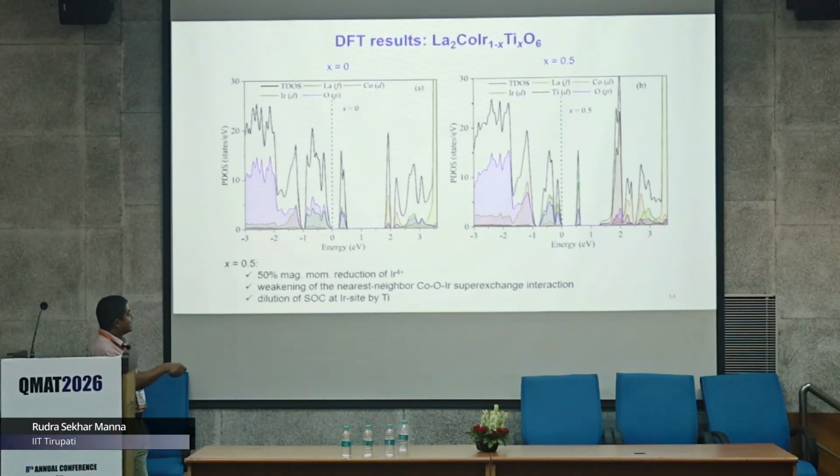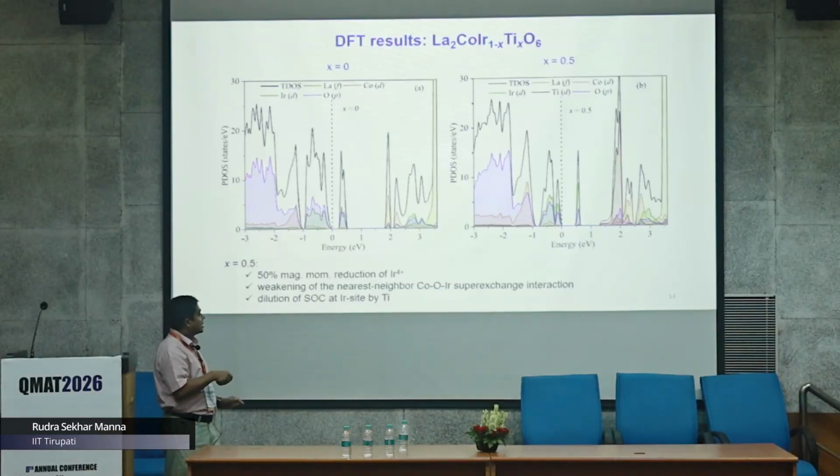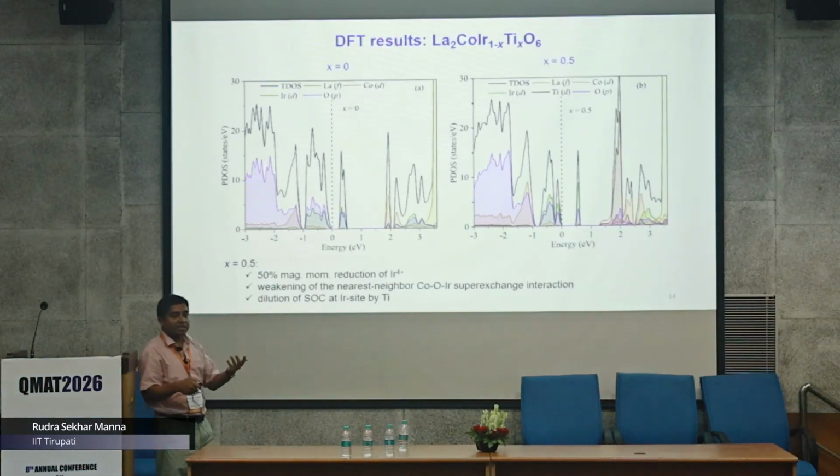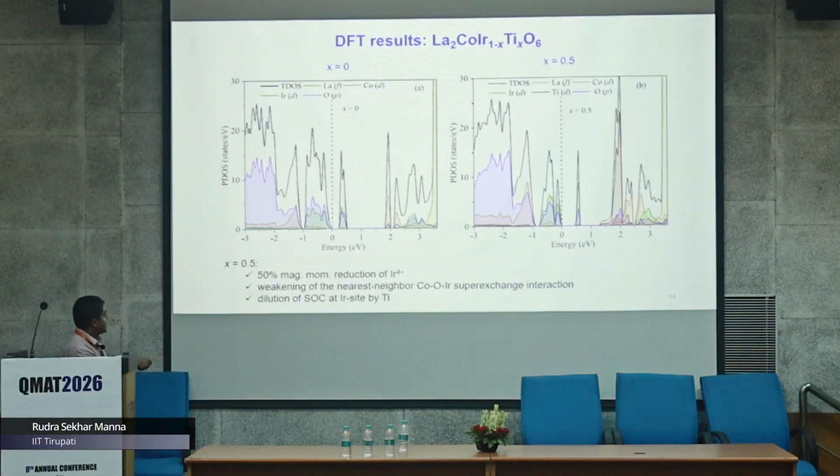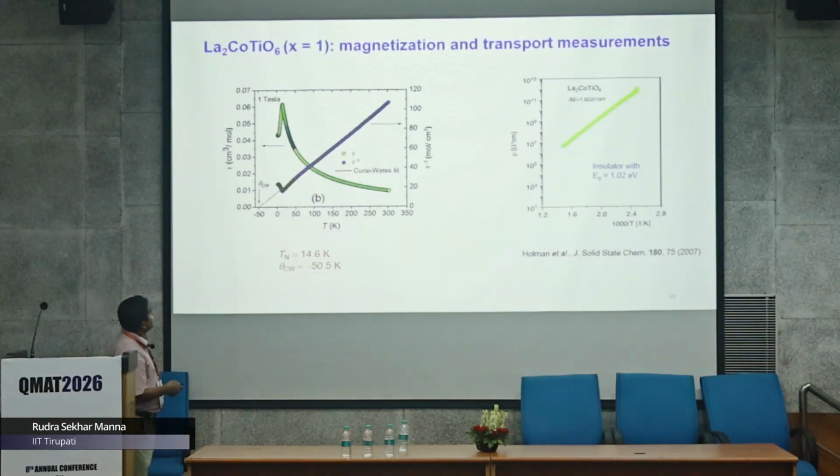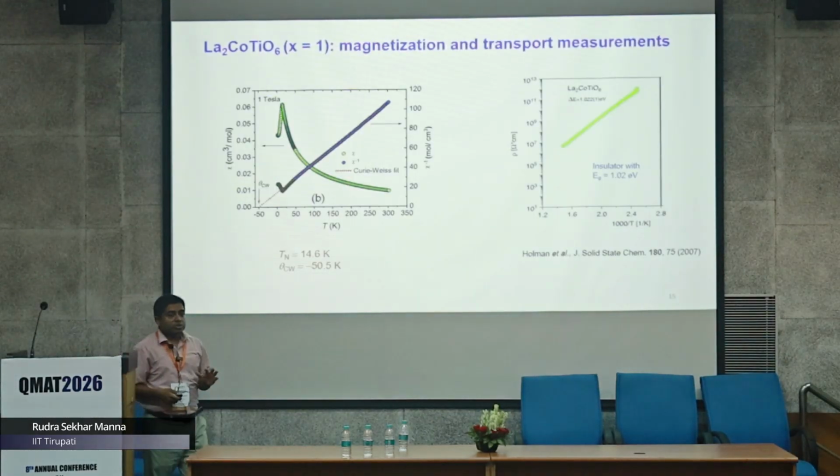And then we also tried to see if there may be a change in the exchange path between the cobalt, oxygen, iridium, and that leads to the reduction of the magnetic moment in the system. So now I go to the other extreme. I will take maybe 2-3 minutes here.